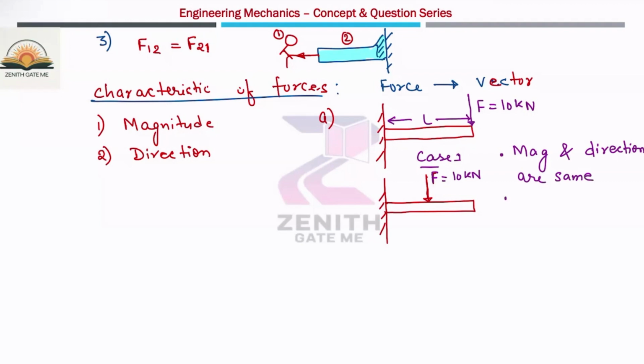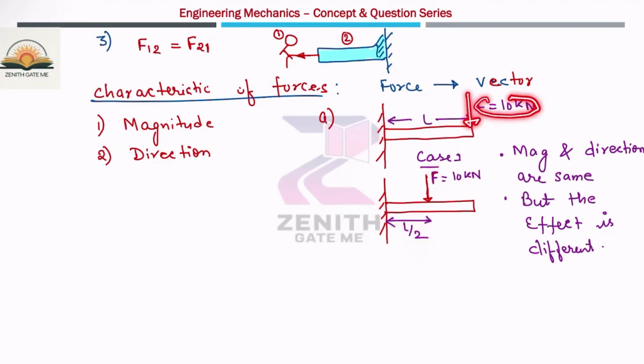but the effect of these forces is different. Because if you take the moment about this point, the force into this distance, and let us suppose this force is acting at a distance of L by 2, the moment will be F into L by 2 at this point, and here the moment is F into L. So even though the force has the same magnitude and the same direction, the effect is different.